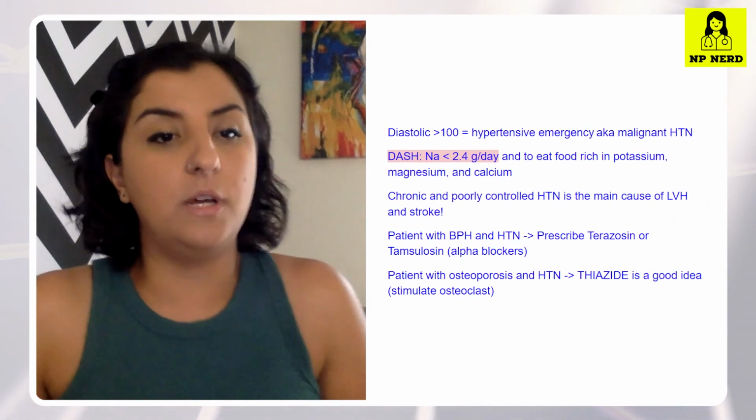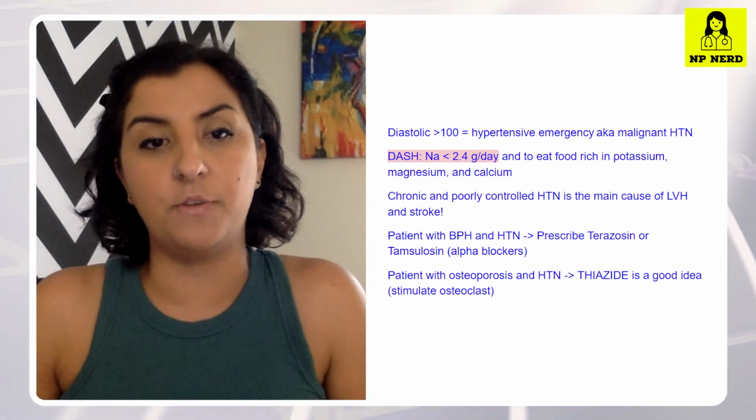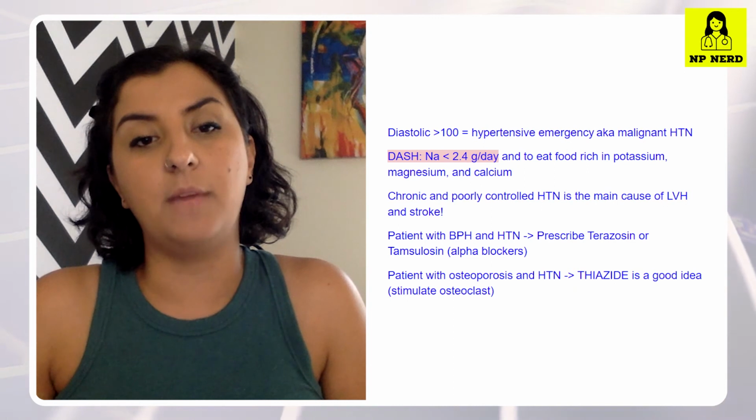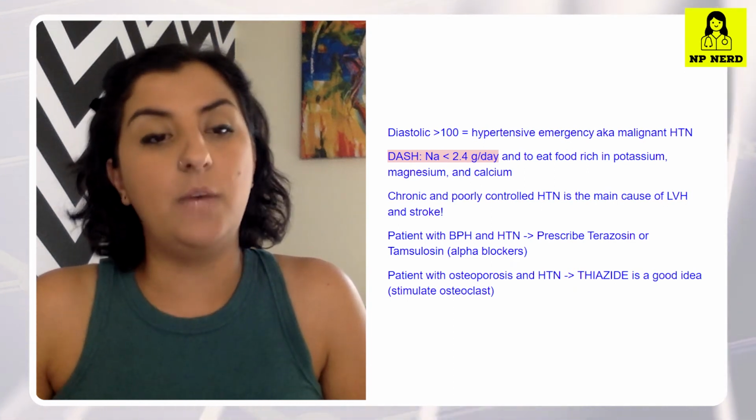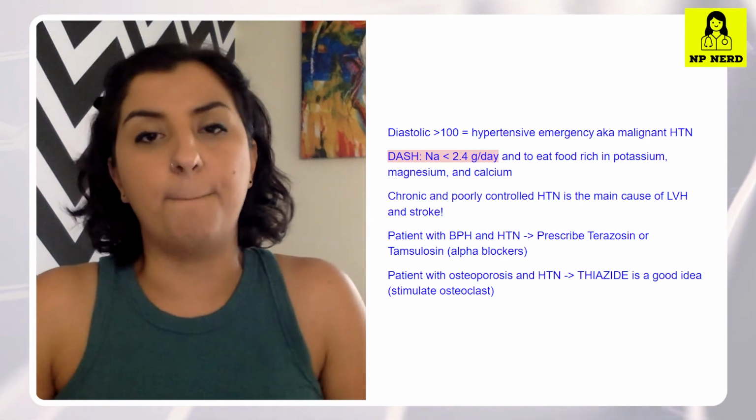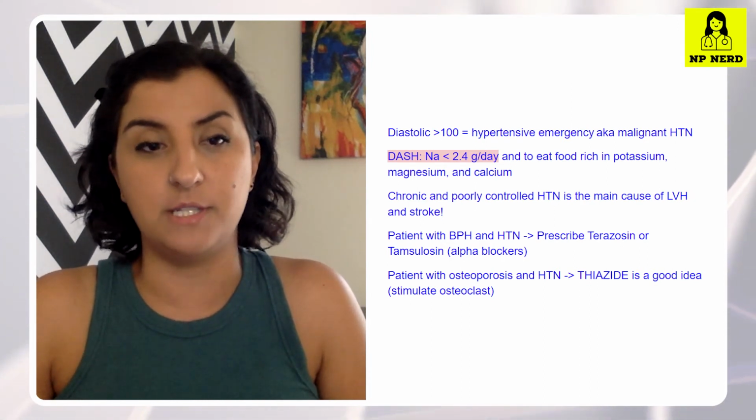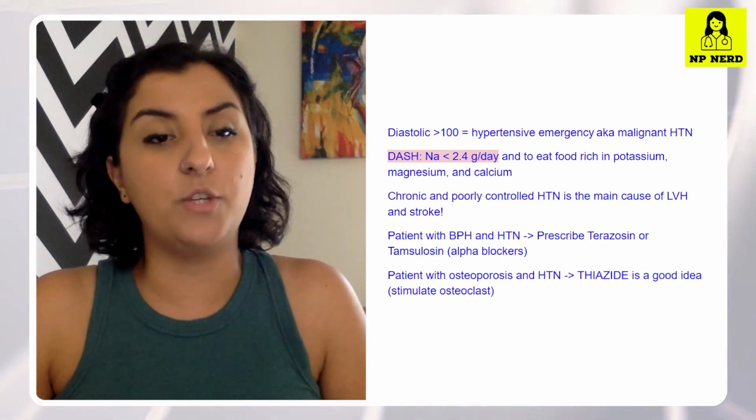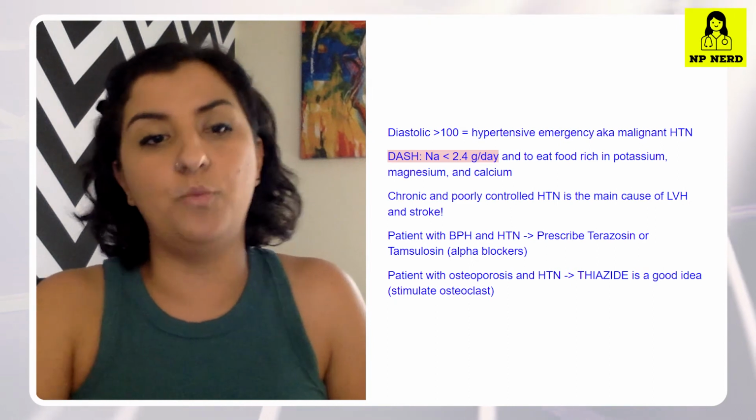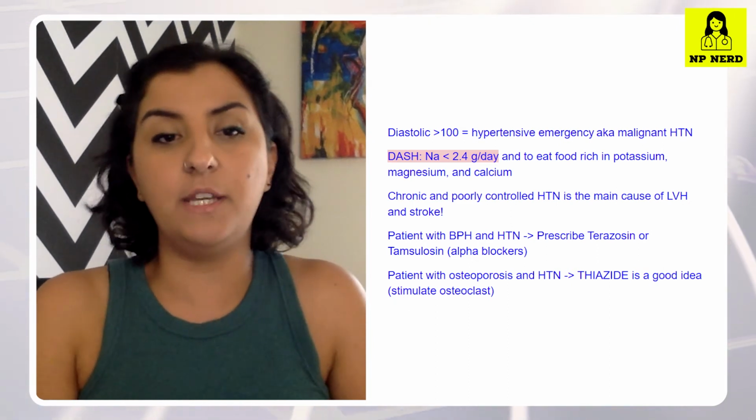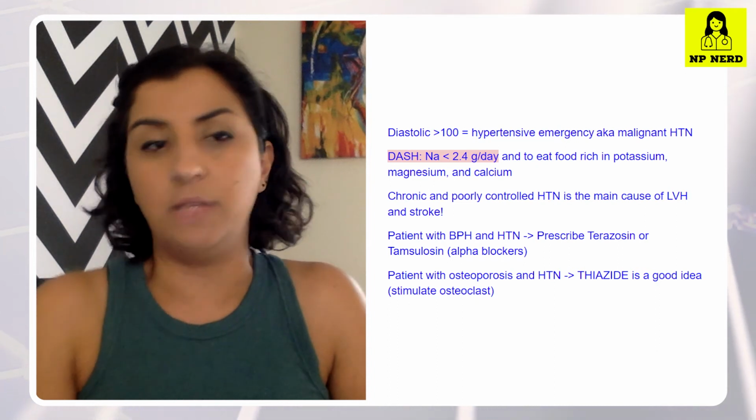Moving along now, if the diastolic is over 100, remember that this is considered a hypertensive emergency, aka malignant hypertension. You send your patient to the ER. Now, what is the DASH diet? You got to tell your patients to eat the DASH diet when they have cardiovascular disease. Well, the DASH diet is when your sodium is less than 2.4. Okay, remember that number, 2.4. And eating food rich in potassium, magnesium, and calcium. That's really your DASH diet.